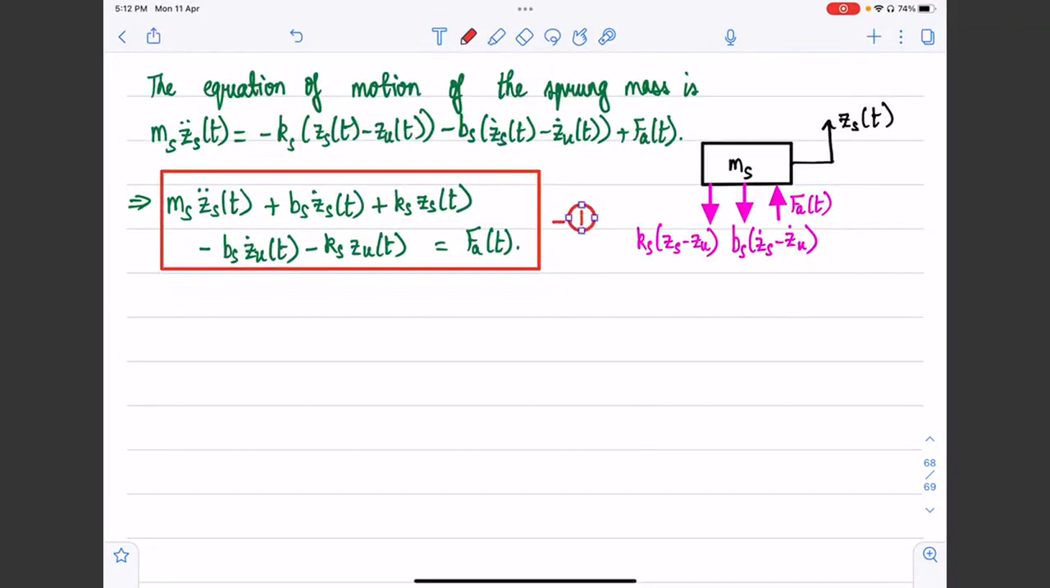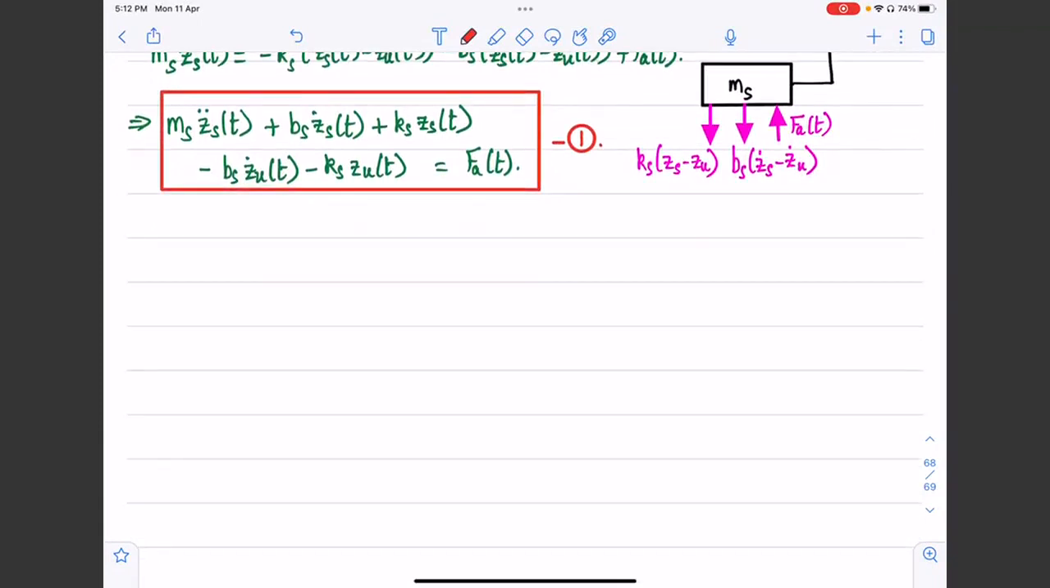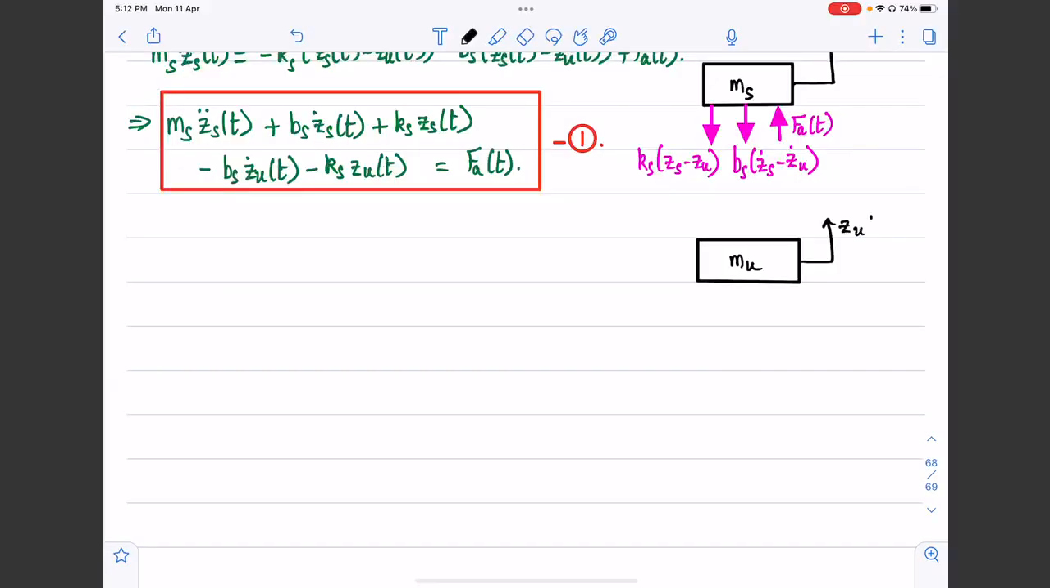Okay, so we are going to process this equation as we come later. Now, let us draw the free body diagram for the unsprung mass. Let me indicate the unsprung mass now. The unsprung mass is indicated by mu, and the corresponding vertical displacement is Zu(t).